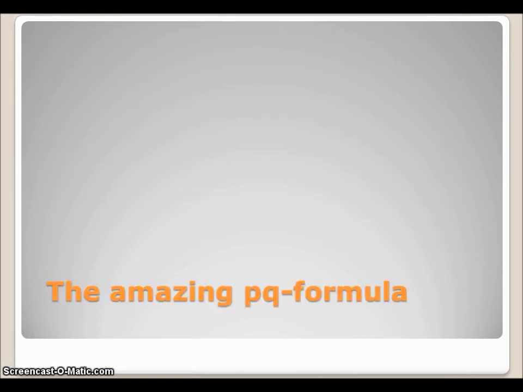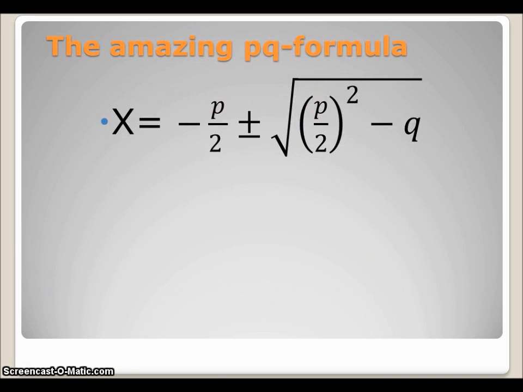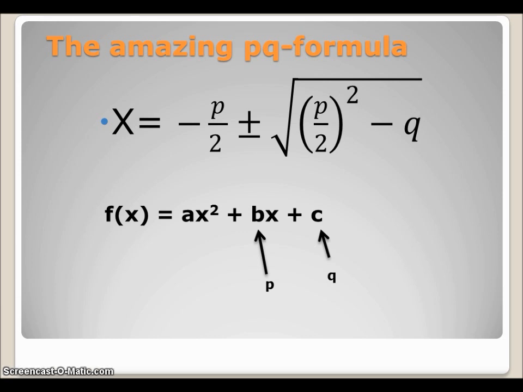There's a great formula that works on exactly every quadratic equation, and it's the PQ formula, and it looks like this. x equals negative p divided by 2, plus or minus the square root of p divided by 2, take the quotient in square, and lastly minus q. Then what represents p and what represents q? p is actually the coefficient in front of the first degree term, and q is the constant.